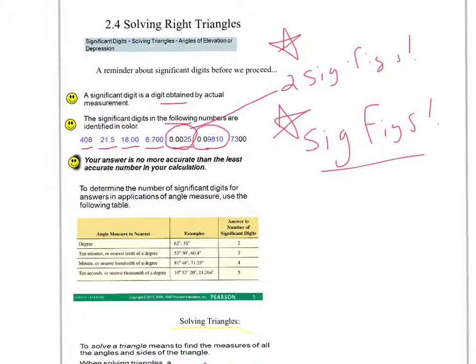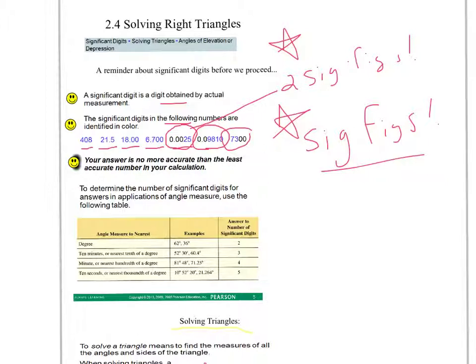0.09810. Notice that only four of those digits are in blue. That means four sig figs. So the zero that comes in front of the 9 is not considered significant. And the last one, 7,300. Notice that only the 73 is highlighted. That means only two sig figs on that.